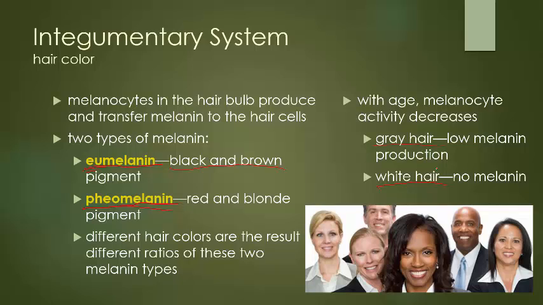And so my father has now become white-haired, and he's in his late 70s. Let's see, he would be 77 now, so he has no melanin at all being produced in his hair, and his hair is very white. So there's a range of hair colors that we see in people, and it all relates back to the amount of melanin that's being produced.